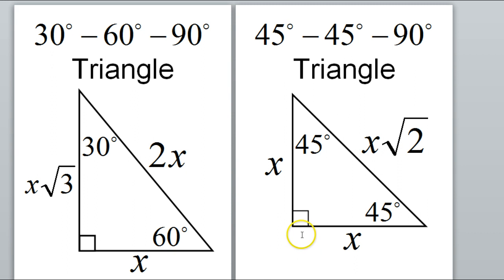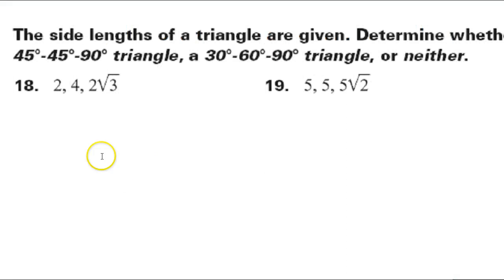On the other hand, if it's 30-60-90, none of them should be the same, but there should be a small one, and then if you double it, that should be another one. And if you take the small one and multiply by radical 3, that should be the third one. So look for the 45-45-90 triangle to involve radical 2, and the 30-60-90 triangle to involve radical 3. Isosceles, or all three different. Okay, what do we have?